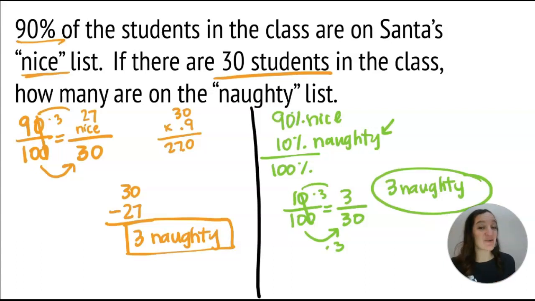Okay, so you can see why you need to read carefully, because some of you might just be like, all right, guess what? The answer is 27. There are 27 kids. But those are the ones that are the nice ones. The question asks how many are on the naughty list.